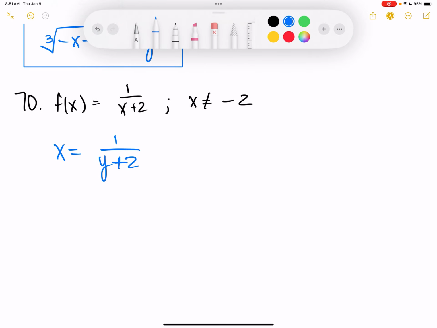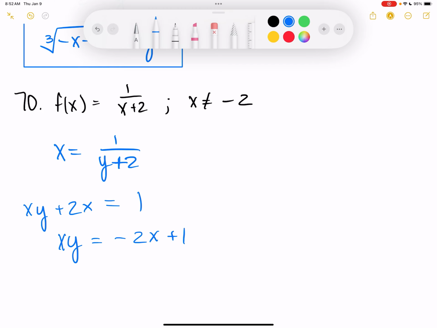So to get y by itself, I'm going to have to multiply both sides by this denominator. So I'm going to multiply by y plus 2 on both sides. That's going to give me, when I distribute it, x times y plus 2x equals 1. And then from there, I have something that I'm a little bit more familiar with working with. So subtract the 2x. So xy equals negative 2x, oh, plus 1.